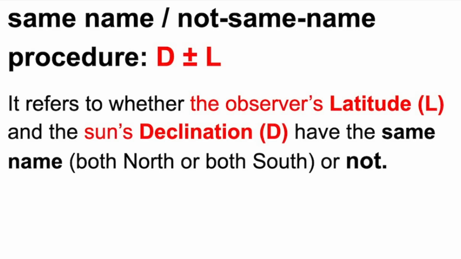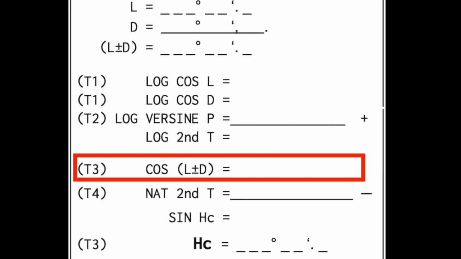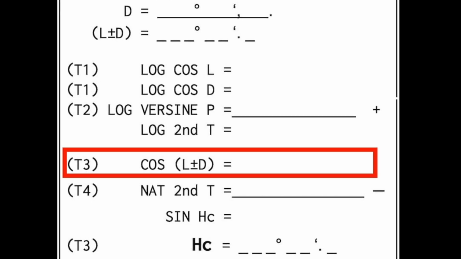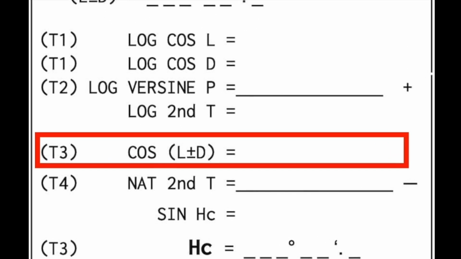Before using Table 4, it is necessary to determine whether the observer's latitude, L, and the sun's declination, D, have the same name or not. Same name: both are north or both are south. Not same name: one is north and the other is south. In the logarithmic method, this rule determines whether latitude and declination are added or subtracted.